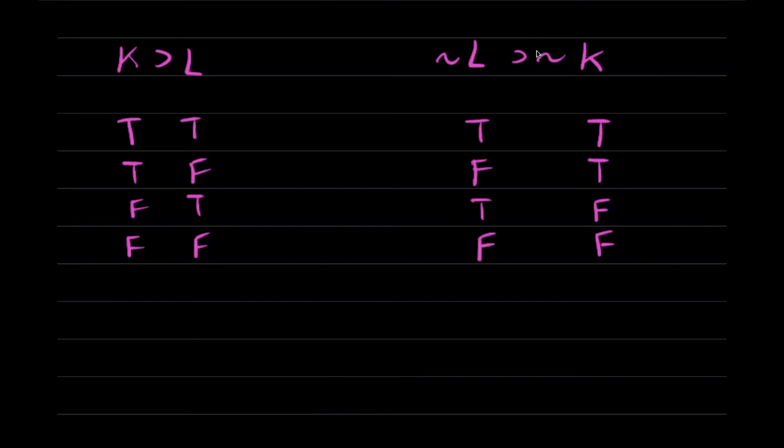Okay, on the left, we just have a single operator. It's just a horseshoe. That's going to be false only when you have a true antecedent and a false consequent, which we have right there. And it's going to be true in all the other rows. And again, that just follows from the definition of the conditional operator.